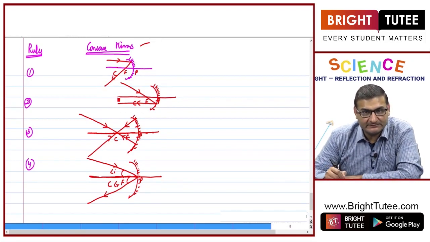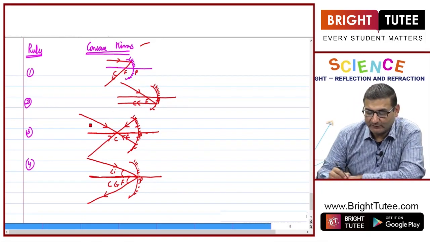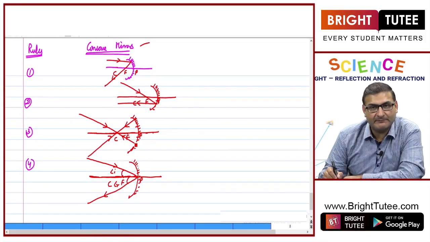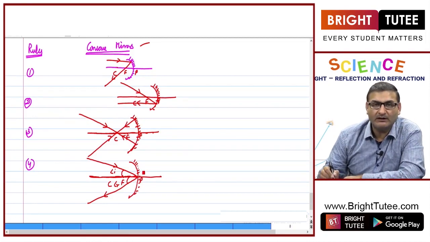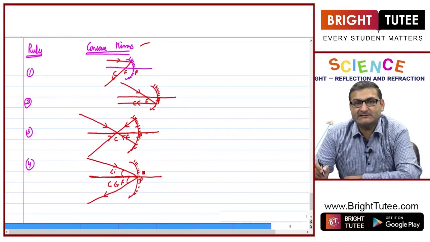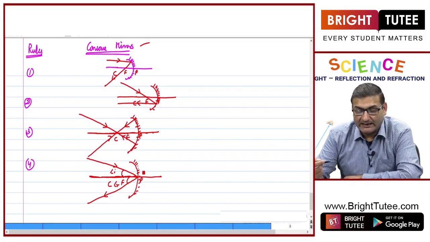Any ray of light passing from the focus will become parallel after reflection. Second rule. Any ray of light passing from the center of curvature will be perpendicular. Third rule. And any ray of light passing from the pole will reflect back, making the same angle with the principal axis. Fine.